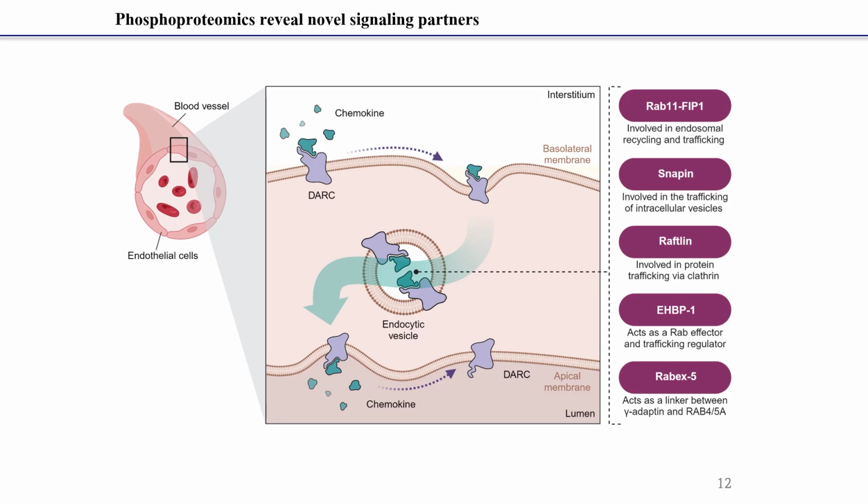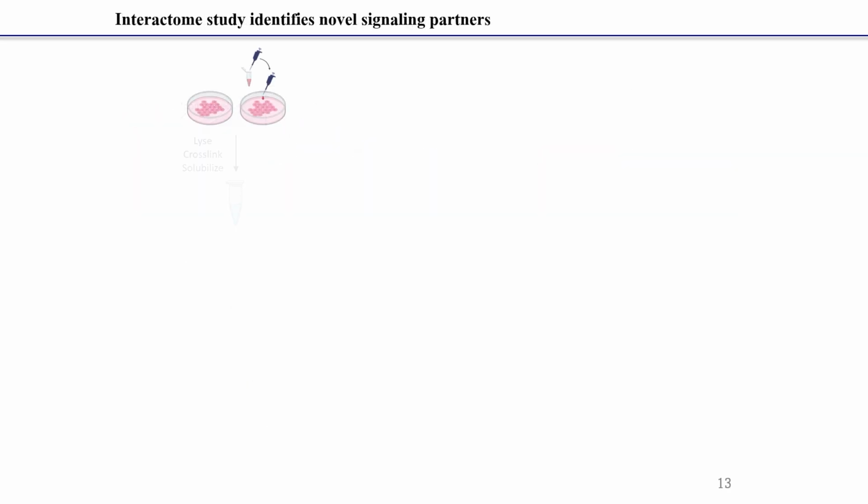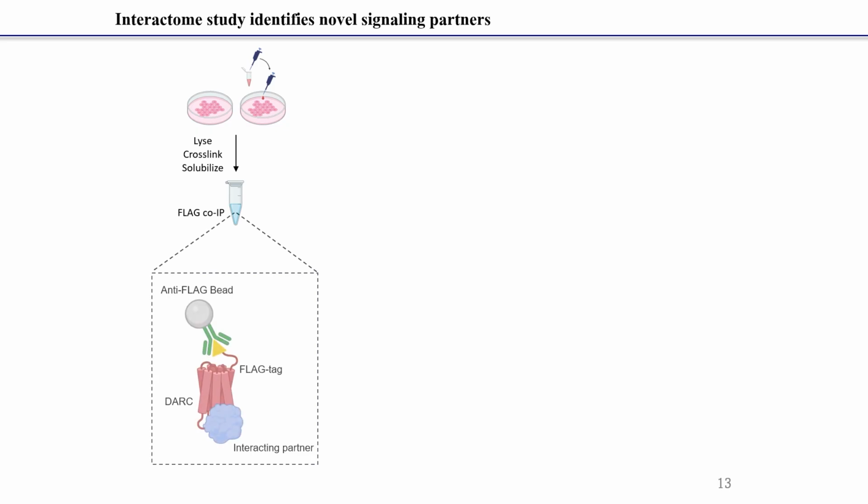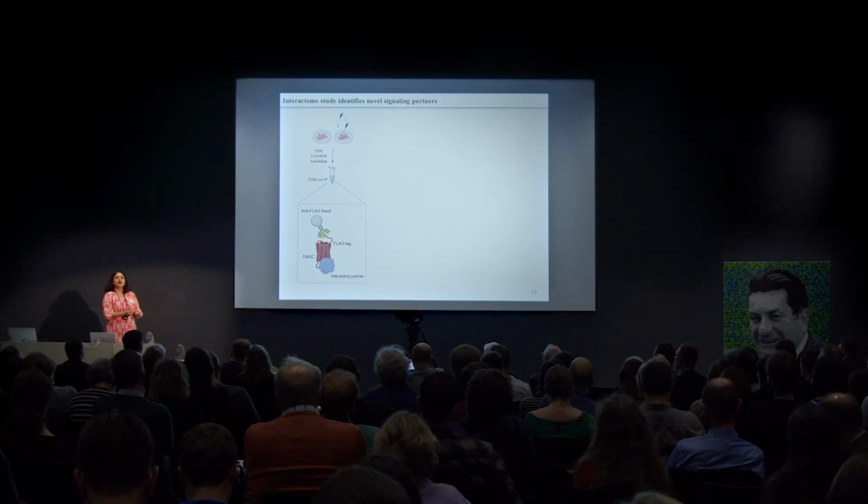Additionally, we also undertook an interactome analysis, and our aim was to identify those proteins which are physically interacting with DARC. So for this, we performed a FLAG co-immunoprecipitation. So how does this work? Any protein that was physically interacting with DARC, we chemically cross-link the two, and then we pull down the entire complex using the FLAG tag present on the N-terminus of the receptor.